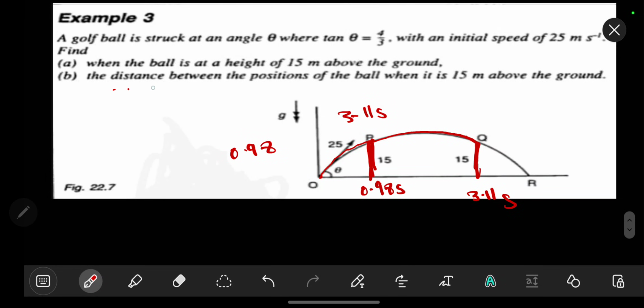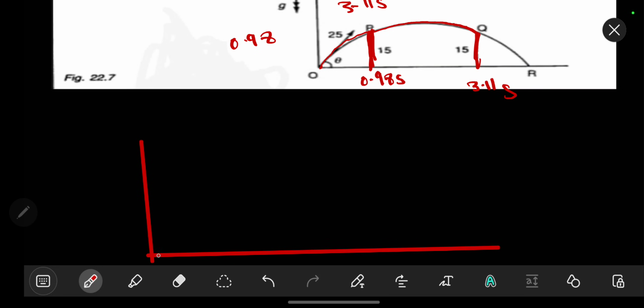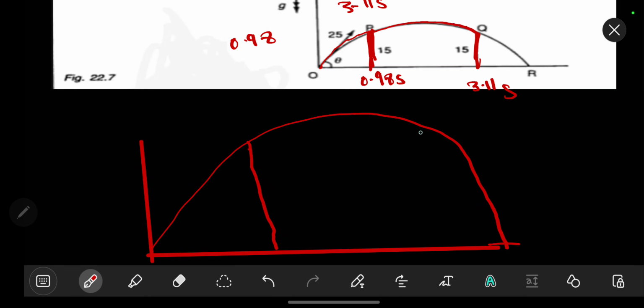Then the distance between the positions of the ball when it is 15 meters above the ground. So they want the distance now. We have something like this, then something like that. So we have this point, and another point which is here. They want the distance in terms of the x direction. That's the separating distance. So in other words, it's a range.